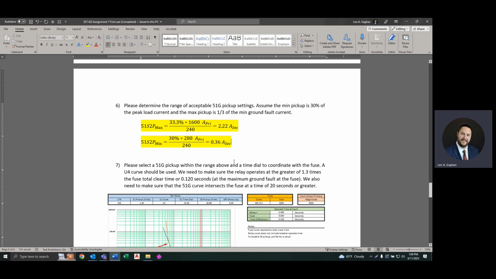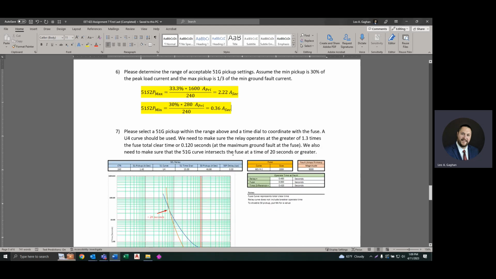So similar down on question 7. We were really looking for a pickup anywhere in this range, anywhere between 0.36 and 2.2 for the most part would be acceptable. This one was a little bit more tricky. We still wanted to make sure that our time difference was more than 120 milliseconds and that our relay operate time was more than 130% of the fuse total clear time.